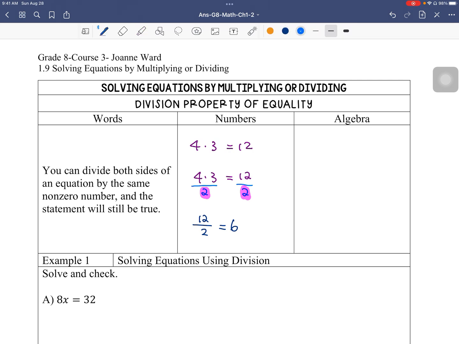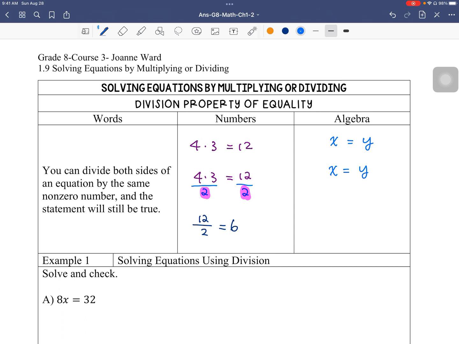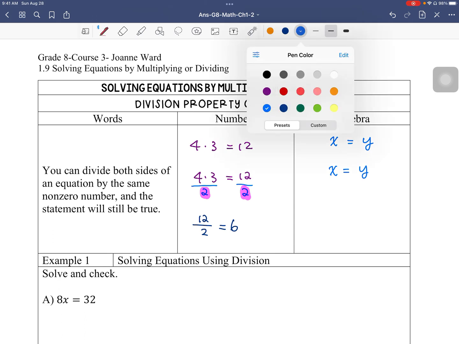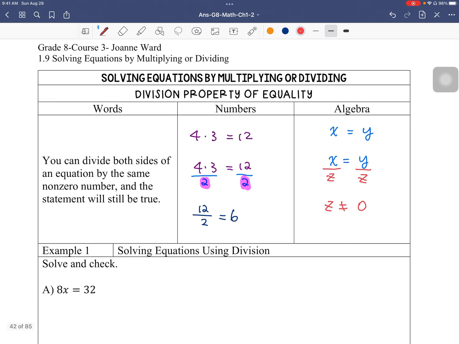So if two sides of the equation are divided by the same thing, then the equation is still the same. Algebraically, if x equals y, then x divided by z equals y divided by z, and z does not equal 0. If the divisor equals 0, the expression is undefined.